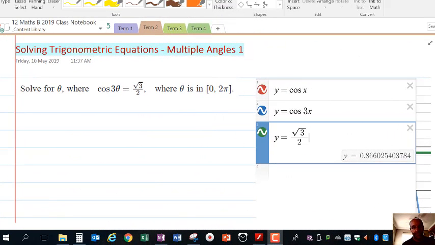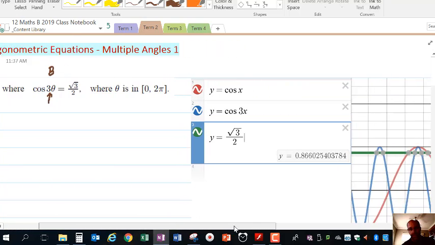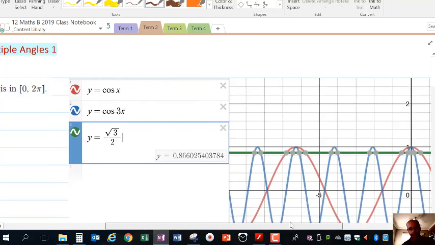Solving trigonometric equations with multiple angles. So you see the multi-angle situation when there's a coefficient there, and in the past you might know we've called that coefficient b, which affects the period, and so the higher the value of b, the more compressed the function is.